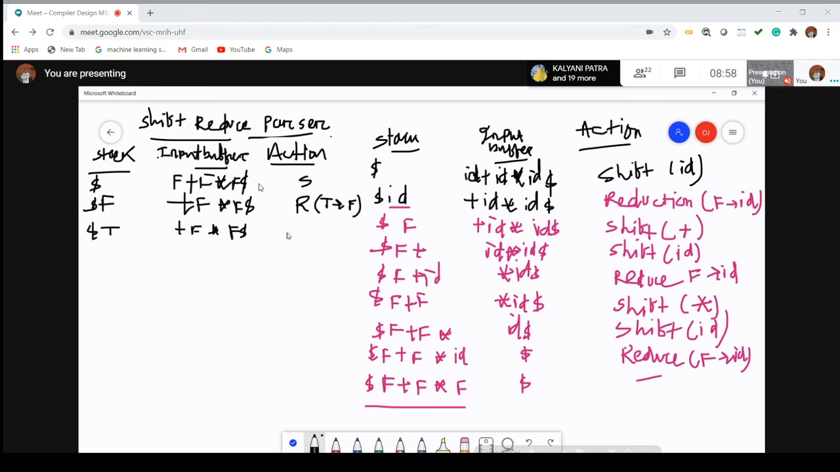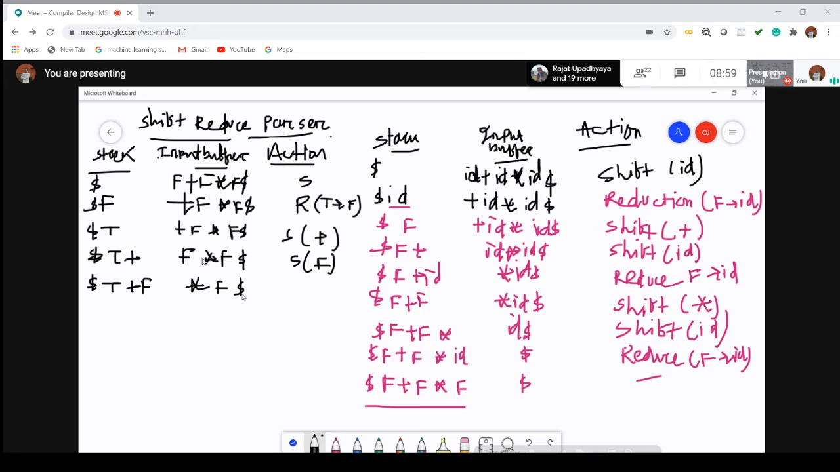Now we have to perform the shift operation. Which value is to be shifted? Plus is to be shifted. So it will be dollar T plus, F star F and a dollar. Again I have to perform the shift operation. Which value is to be shifted? F is to be shifted. So it will be dollar T plus F star F and a dollar.